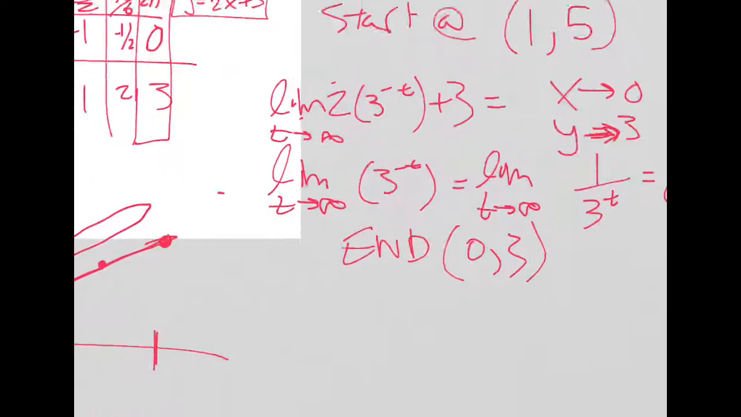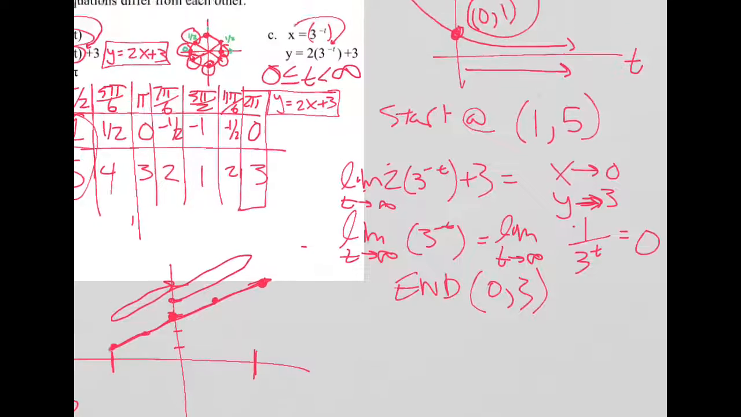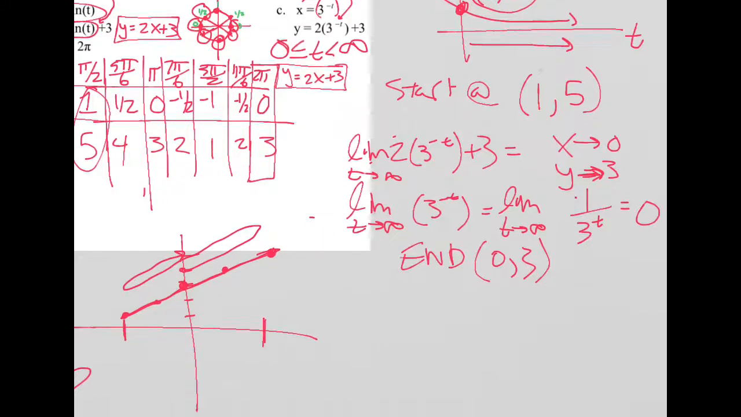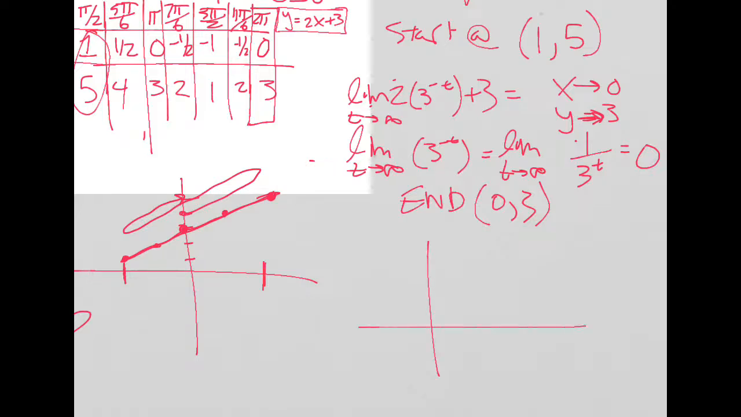Will we ever get there? Technically no, because it's going on forever, but we do know that is where it's going. And if it had to end, that is where it would end. So we can graph this in a similar manner. We are starting at the point 1, comma 5, and we are ending at 0, comma 3. So we're starting here, and we're ending there at the y-intercept. So there's our start, and there's our end.